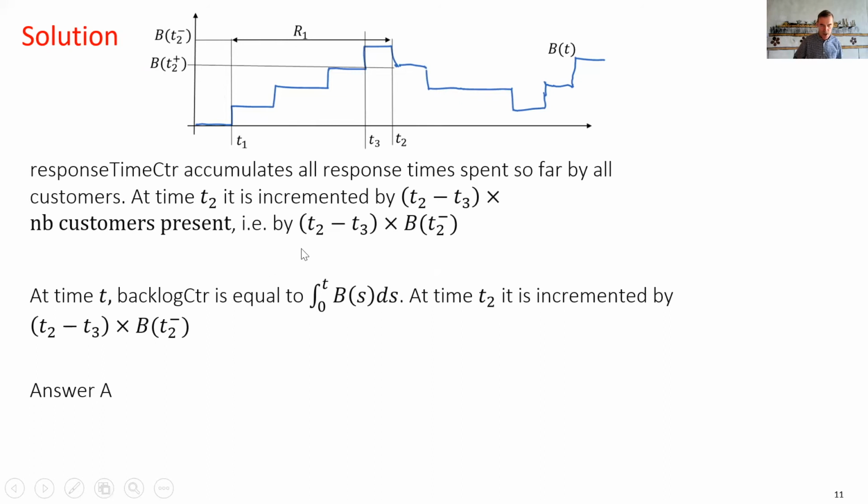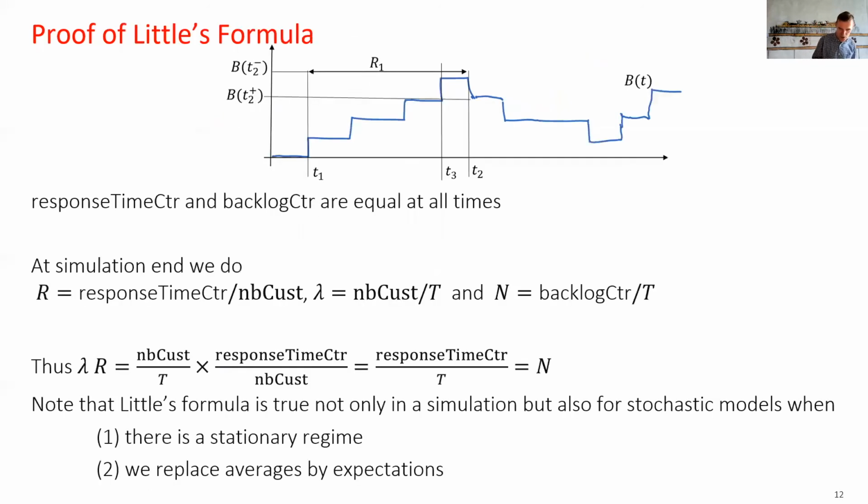For the backlog counter, we need to add into the integral the value of the integral from t3 to t2 of b(t), which is exactly the same here. It is the value 4 multiplied by the interval here. And this is the trick. The increments of those counters are the same. If they start with 0, which they will, then those counters, in fact, at every event, keep the same value. So at the end of the simulation, they have the same value.